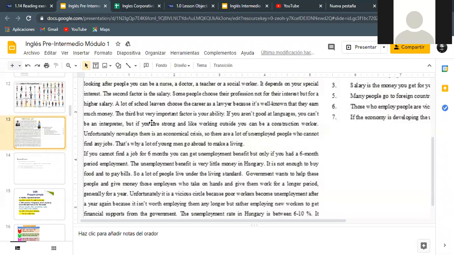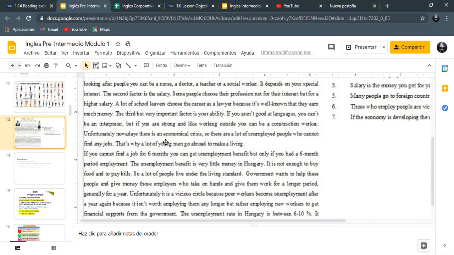The third but very important factor is your ability. If you aren't good at languages, you can't be an interpreter. What is an interpreter? Interpreter. But if you are strong, what is strong? Fuerte. Fuerte. Good. And like working outside, what is outside? Fuera. Fuera. Okay. You can be a construction worker. Unfortunately, nowadays, what is nowadays? En estos días. Very good.